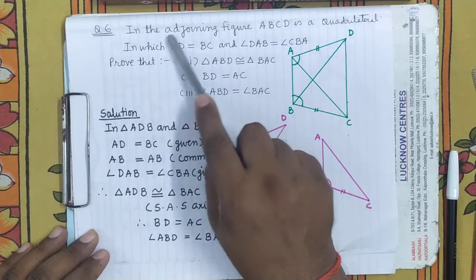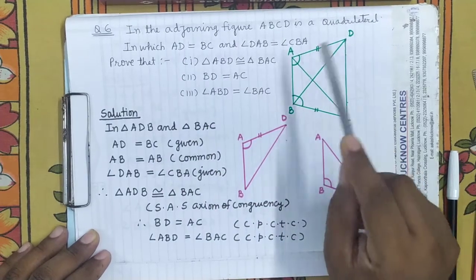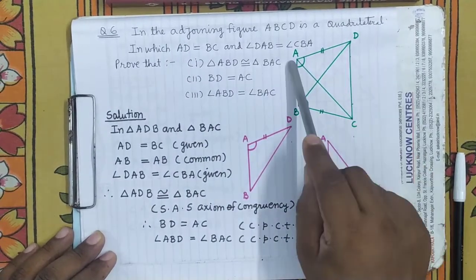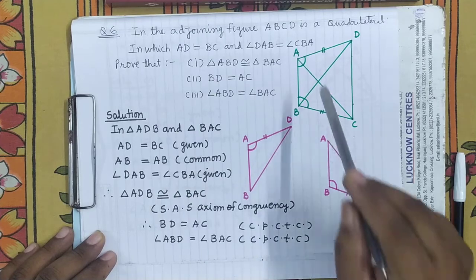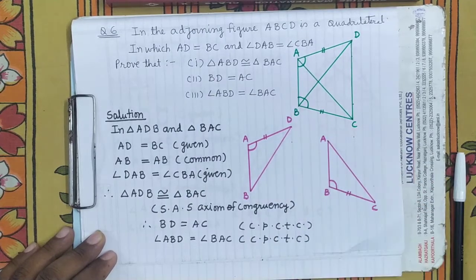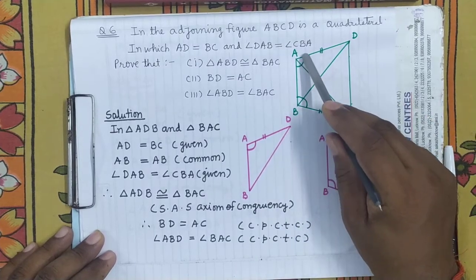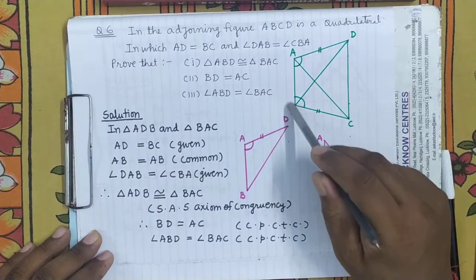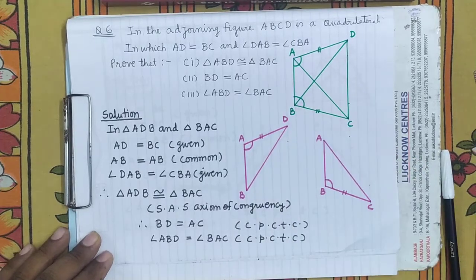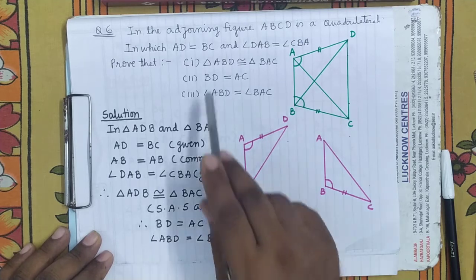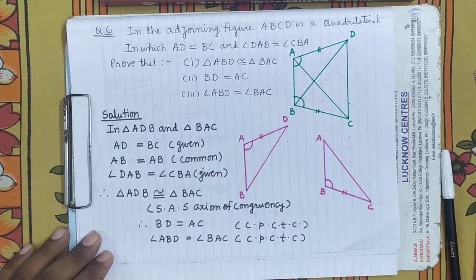Now in the adjoining figure, ABCD is a quadrilateral. You can see here it is a quadrilateral. AD is given equal to BC. And angle DAB, meaning this whole angle, is equal to angle CBA, this whole angle. You have to prove both the triangles congruent, triangle ABD and triangle BAC.